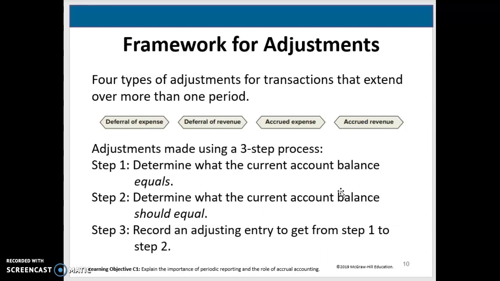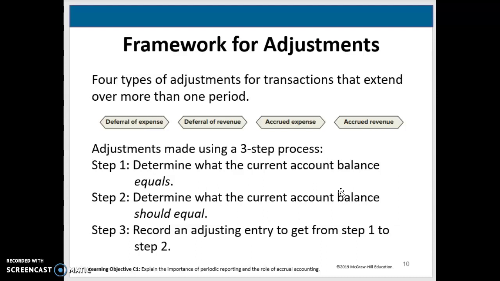So we're going to be looking at those, and to do this, we're going to use 3 steps. First, we're going to figure out what the balance is at that point in time. So what is the current account balance in that account? Then we are going to determine what it should be. What do we want it to be? And then we are going to do an adjusting entry based on that.